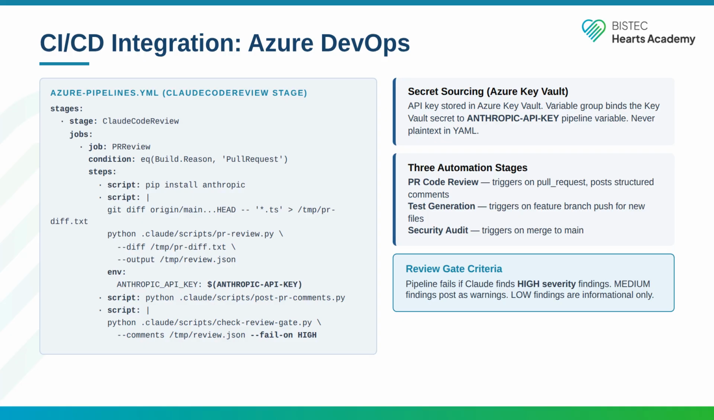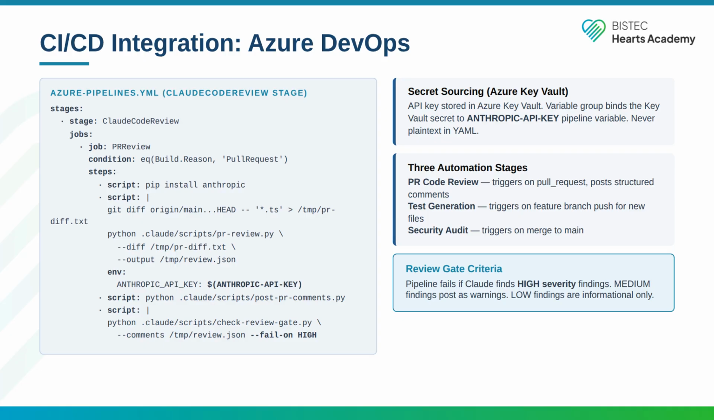The PR review stage runs on every pull request. The test generation stage triggers on feature branch pushes when new files are detected. The security audit stage runs on merge to the main branch. Each stage uses a different agent skill with instructions appropriate to its context.